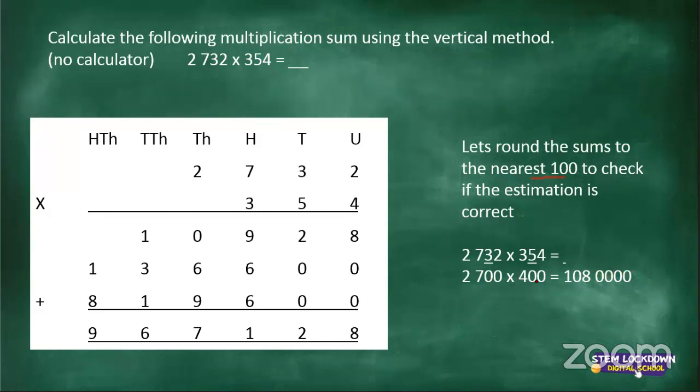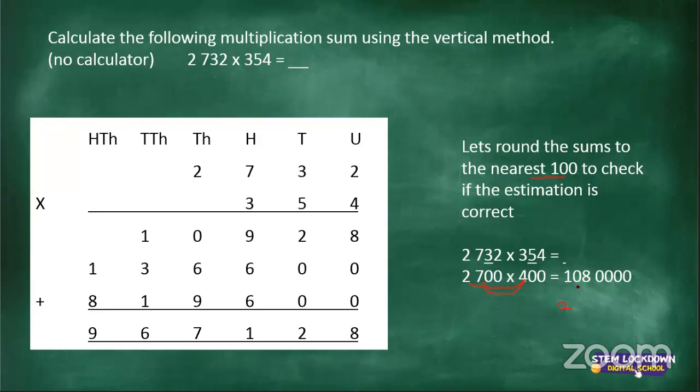So all we do now is we multiply the 4 with the 7, and it gives us 28. Okay, so we put our 8, and we carry a 2. Okay, then we're going to multiply the 4 with the 2 here. 4 times 2 is 8. 8 plus this 2 gives us 10. And we get our answer here.